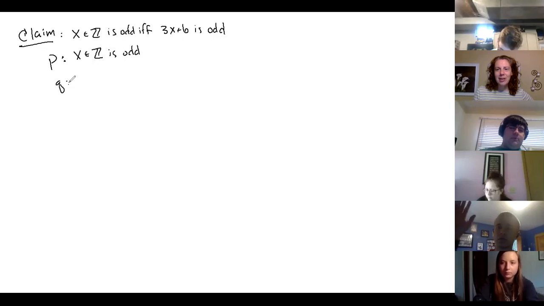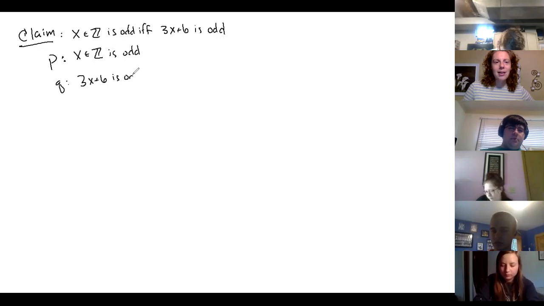This isn't supposed to be the hard part. Josh? 3x plus 6 is odd. Absolutely. 3x plus 6 is odd.